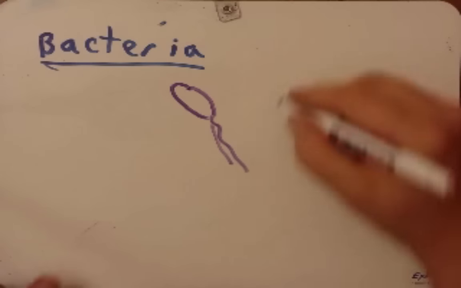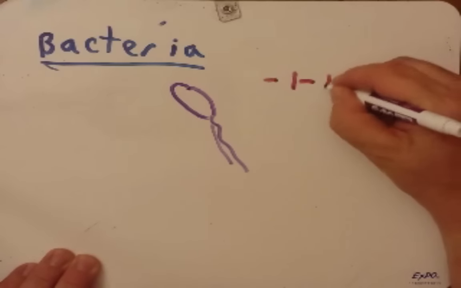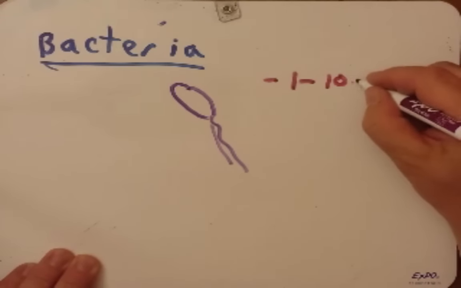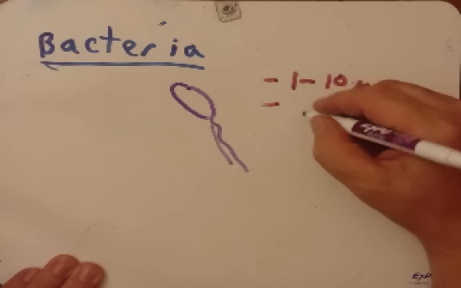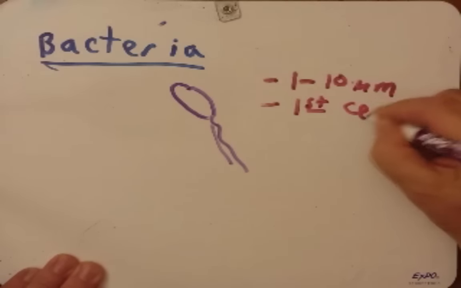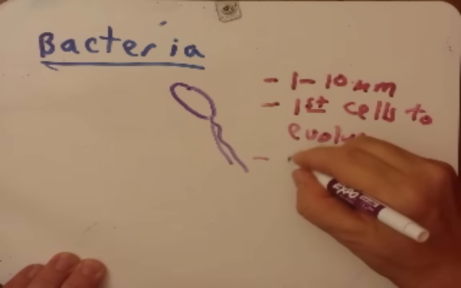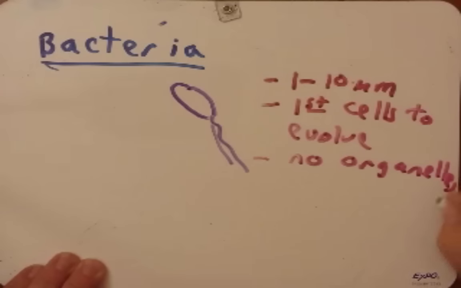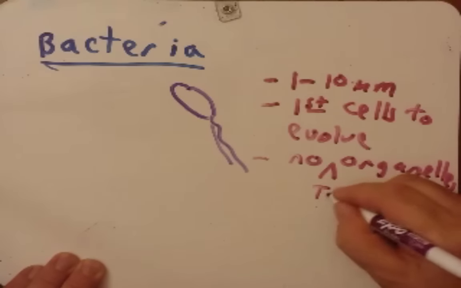Now, some common features of bacteria is that they're pretty small. They're 1 to 10 micrometers. Not very large at all. Certainly can't see it without the aid of a microscope. We think of these as being the first cells to evolve. There are no organelles. I also like to add something here and say there are no true organelles.